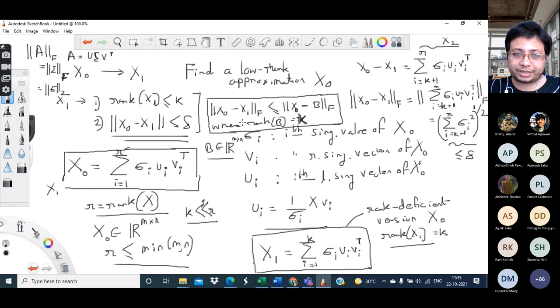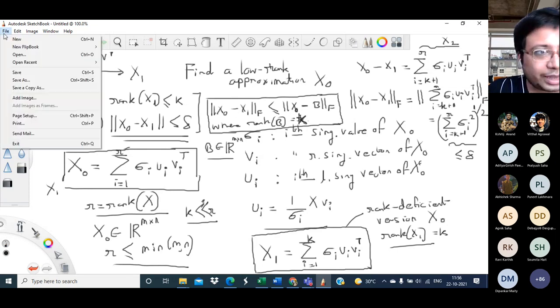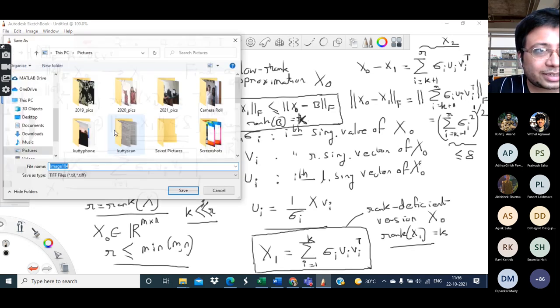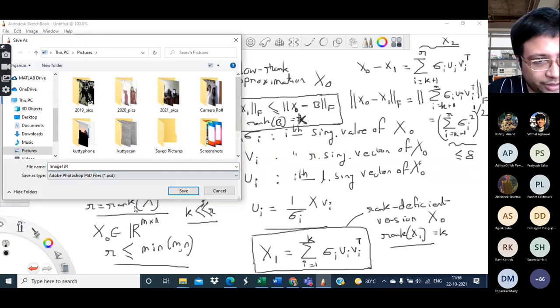The thing is that X1 is the best rank K matrix which can approximate X naught. If you find any other matrix B which has the rank of K, then you will not be able to do any better than X1 in terms of approximating X naught. So this is one important application of SVD. Now let us consider one more important application of SVD.